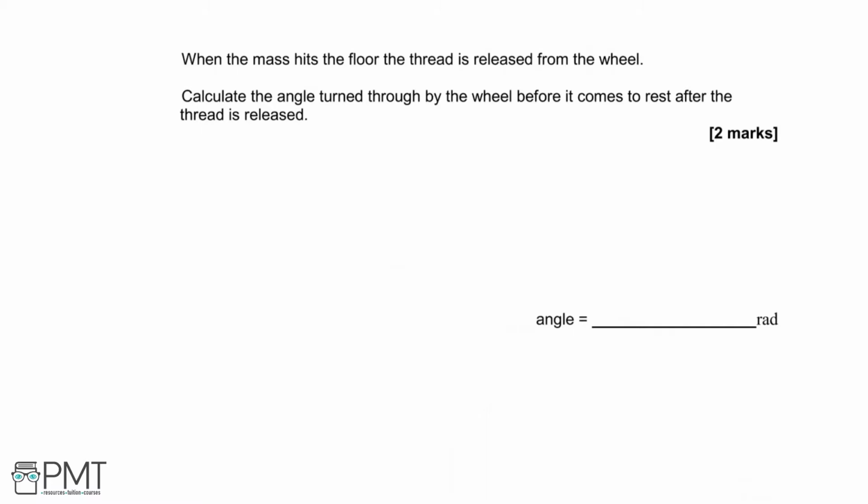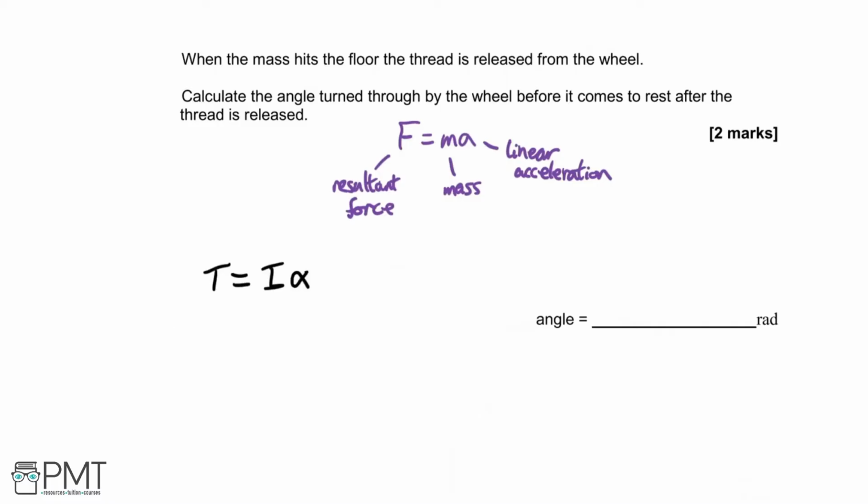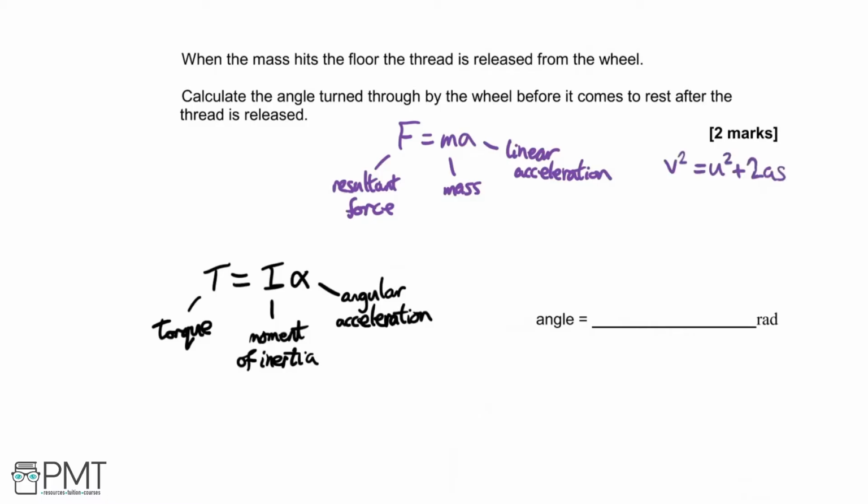So instead of using equations like force equals mass times acceleration, we use the angular equivalent, which is going to be torque is equal to moment of inertia multiplied by angular acceleration. Now what we can do here is write down an angular version of a Suvat equation. So v squared equals u squared plus 2as. Final velocity squared is equal to initial velocity squared plus 2 times acceleration times displacement. The angular equivalent of that will be final angular velocity squared is equal to initial angular velocity squared plus 2 times angular acceleration times angular displacement.